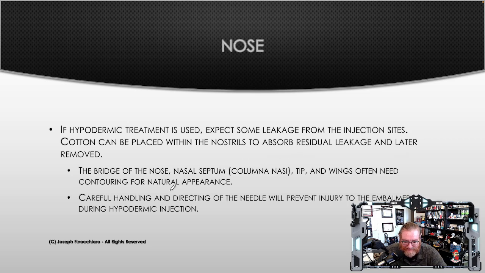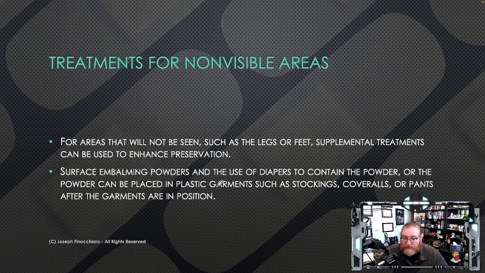Now, what it says here is contouring for natural appearance. Sometimes you place a little bit of cotton within the nose, just enough to push out the nare, the wing, so that the nose looks natural. We can either choose to push that higher and use it to prevent any sort of leakage or purge. The other thing we can do is just take it out completely at that point, after we've secured a good cosmetic feature and preservation allows the nare to stay where it's supposed to.